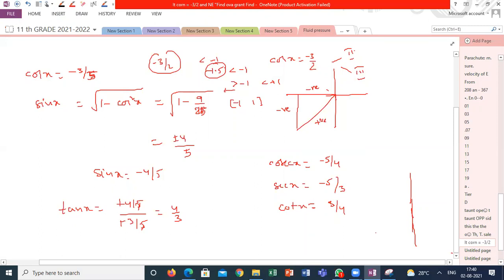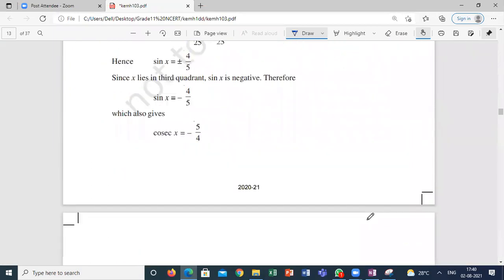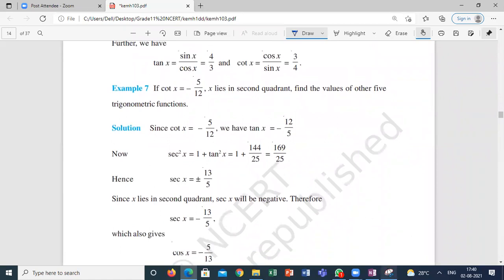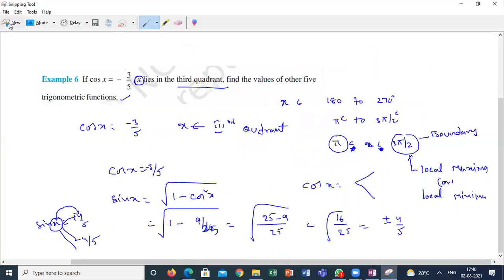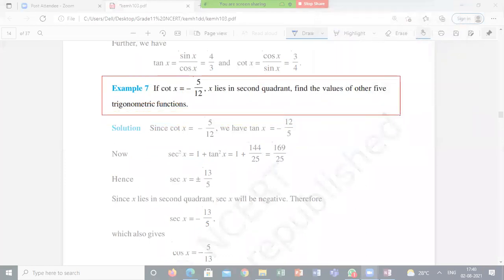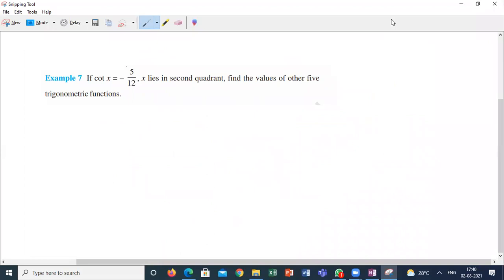One second, guys. In the same way, try to use the identities instead of using the triangle concept here. You have to use the identities because they gave the position. They gave cot x is equal to minus 5 by 2, and the position of x is also given clearly. Find out all remaining trigonometric ratios. Guys, please try this question.